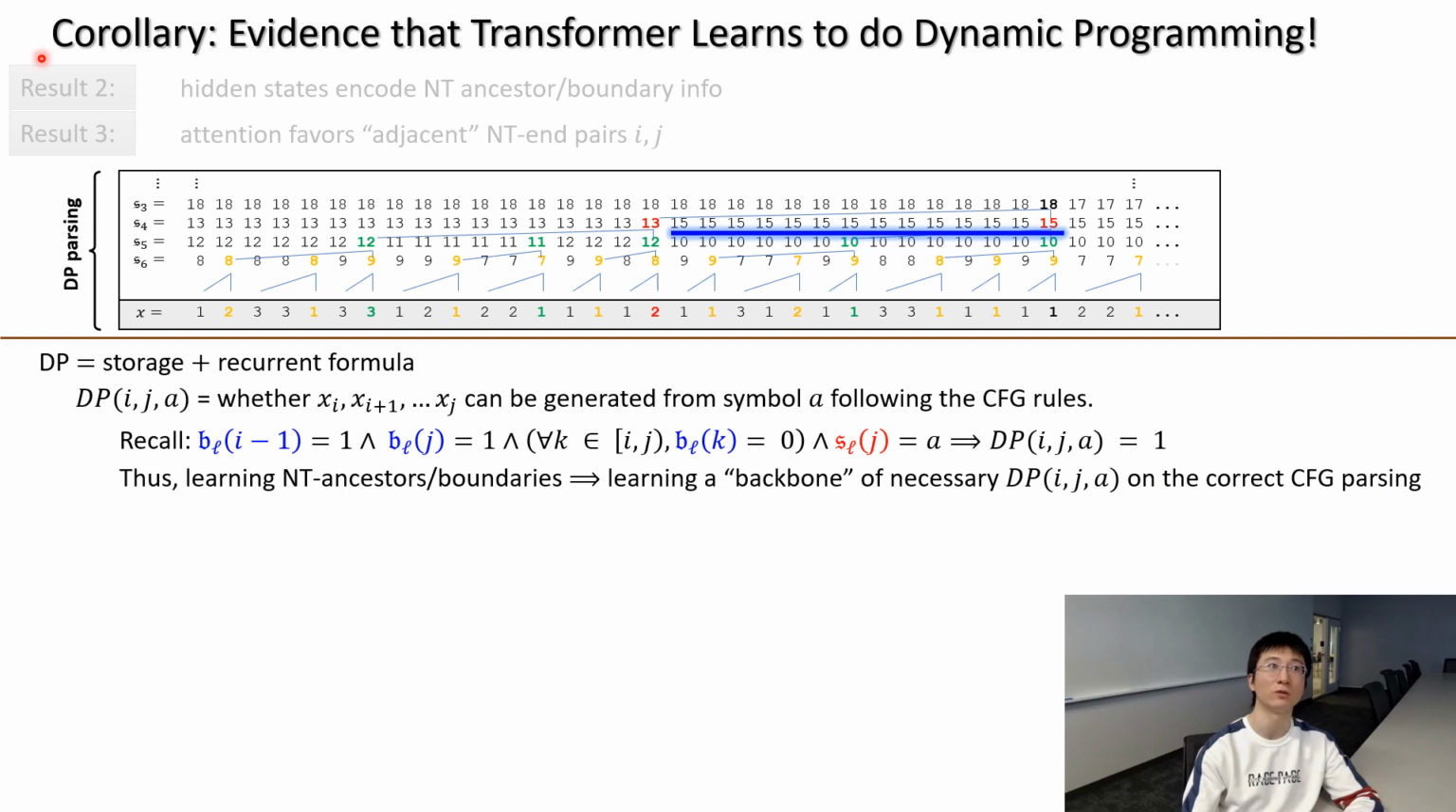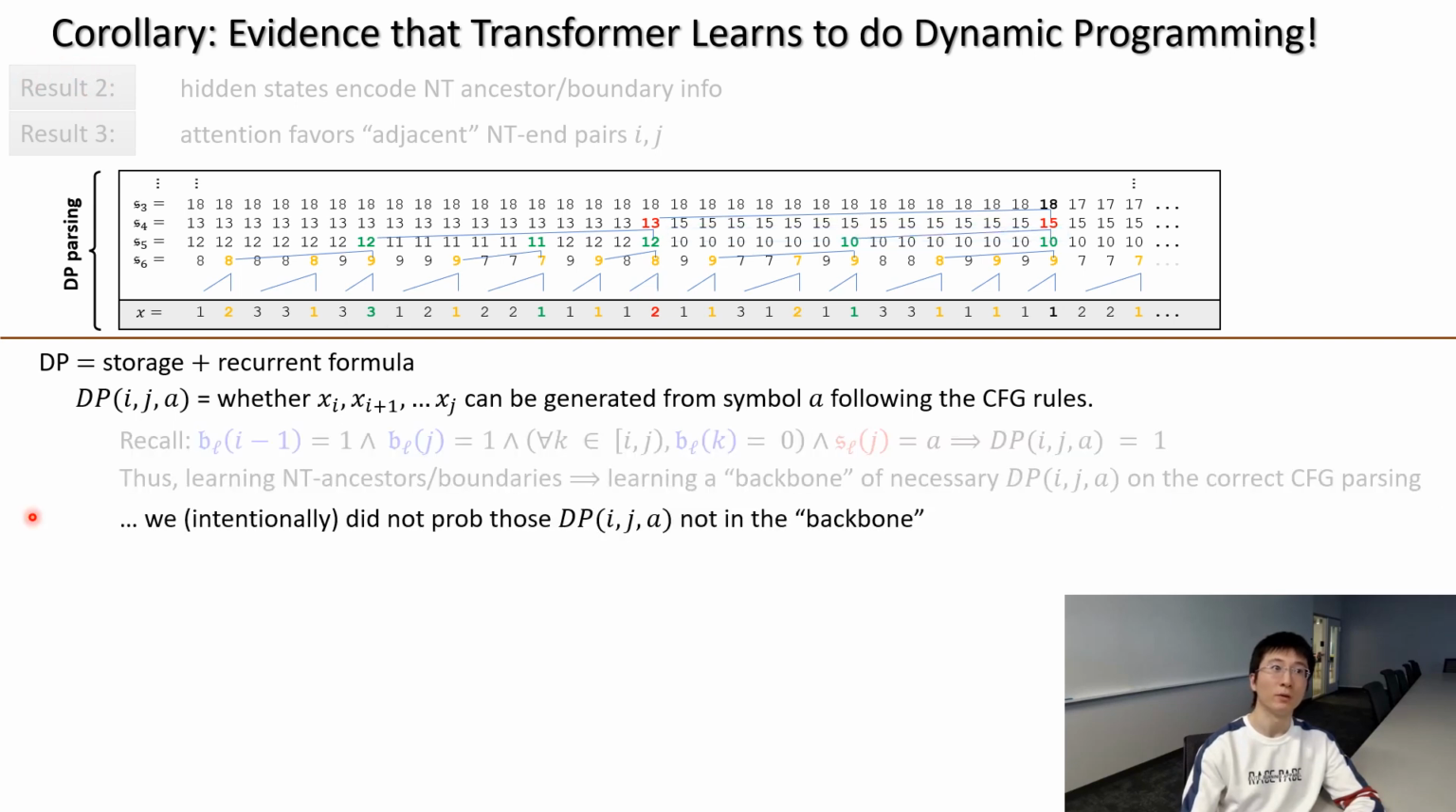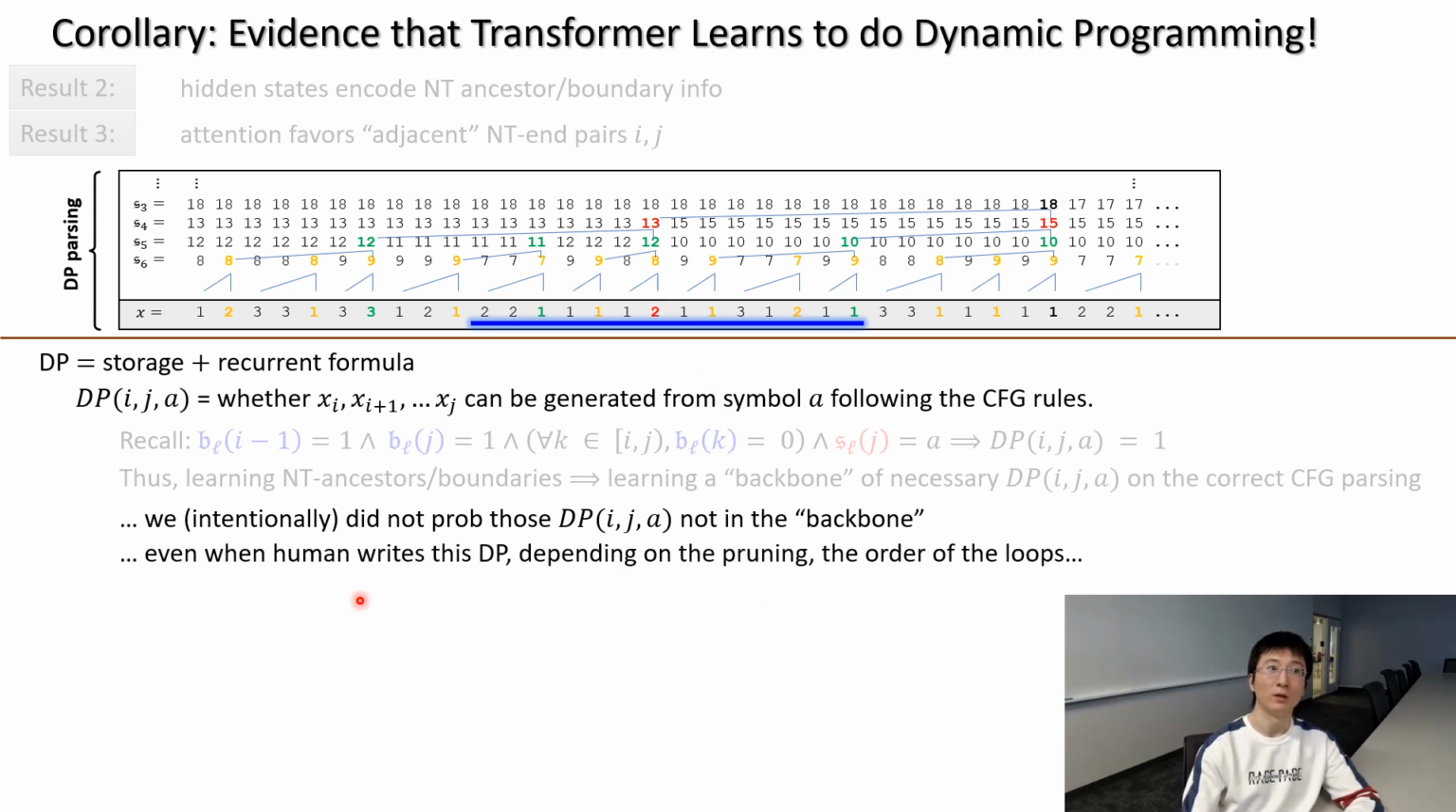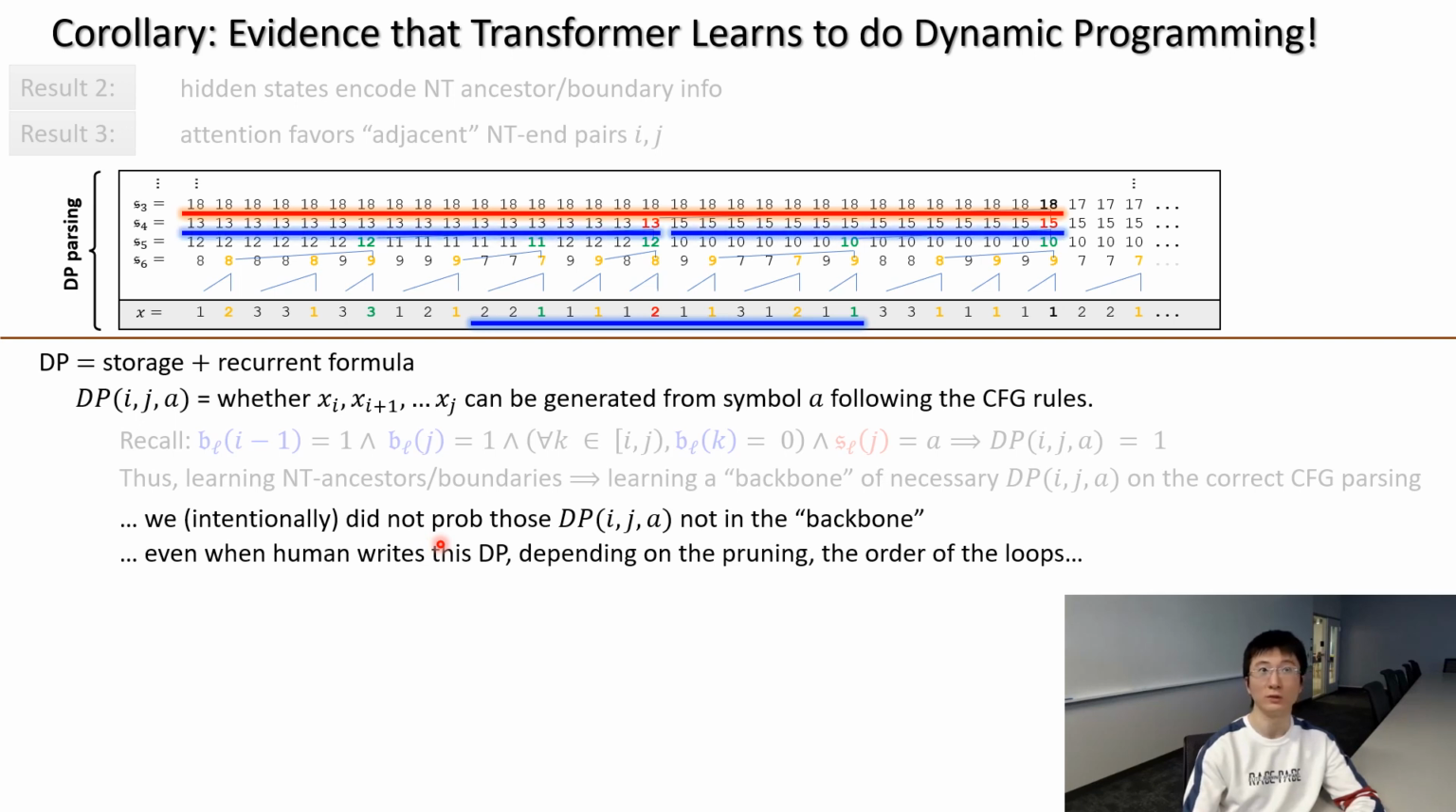This I already showed you in result number 2. Also keep in mind that we intentionally did not probe over those DP(i,j,a)'s that are not in the backbone. For instance, this segment could also satisfy DP(i,j,a) equal to 1, but it really depends on how you implement the DP. Even when humans write DP, we have some inner loops for search and so on, then we can do pruning, right? As long as we find out, for instance, that the DP for this segment can be solved by these two segments, then we can stop. We do not need to further calculate any other subsegments and so on.